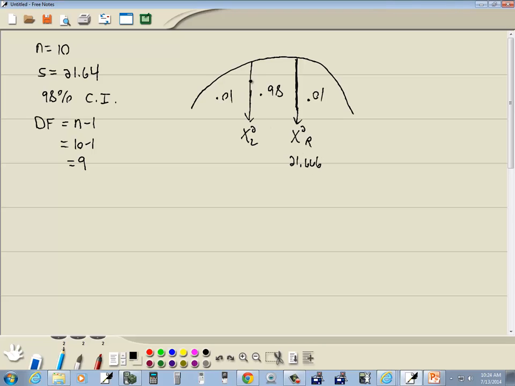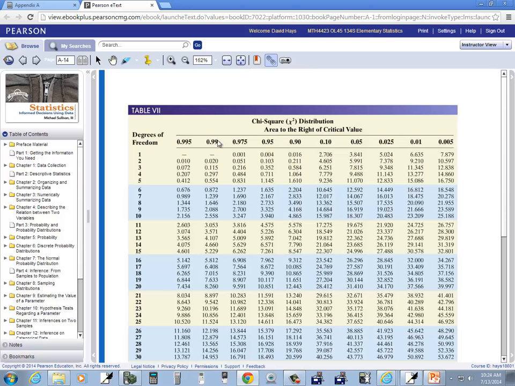Now I'm going to look at my left chi-square. Look at this line right here. Now look at the area to the right of it, which is 0.98 plus 0.01, which is 0.99. So I'm looking at the column with 0.99, I go down to degrees of freedom of 9, and I get 2.088.